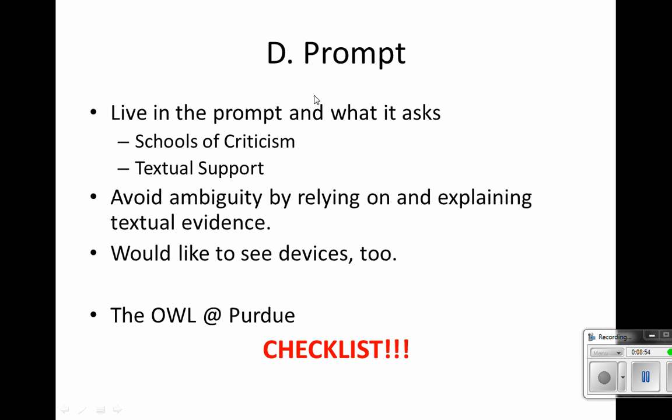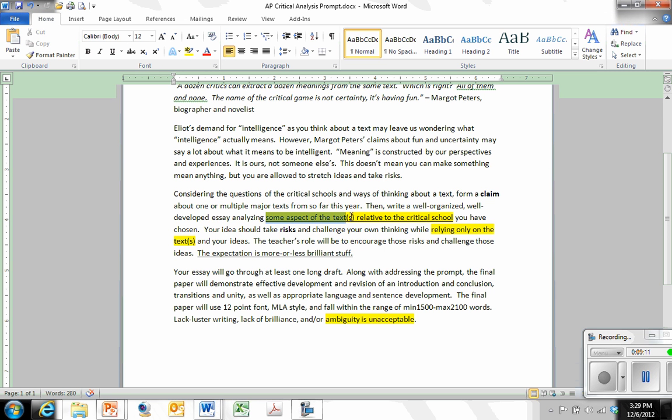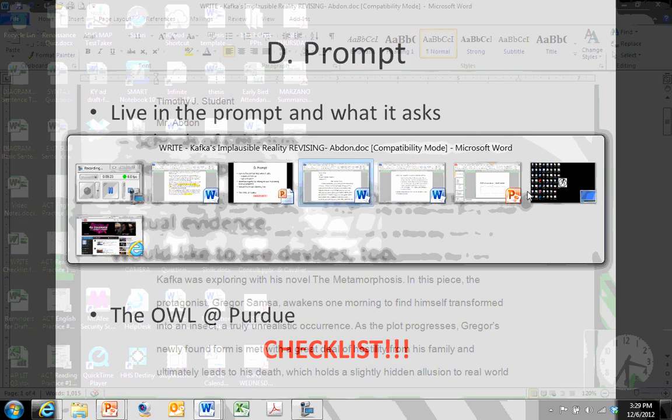The prompt. If we revisit the prompt, we're going to notice that everybody needs to talk a little bit more about the schools of criticism. They need to be touched on in the introduction and or the thesis, and textual support like we've already talked about. If we look at the prompt, these are things that I've highlighted here. This is what your initial assignment was. Everybody has a copy of this, and you should be looking at it as you wrap up your final paper to say, am I doing what this has asked me to do? Getting rid of this ambiguity is going to start by relying more on texts.